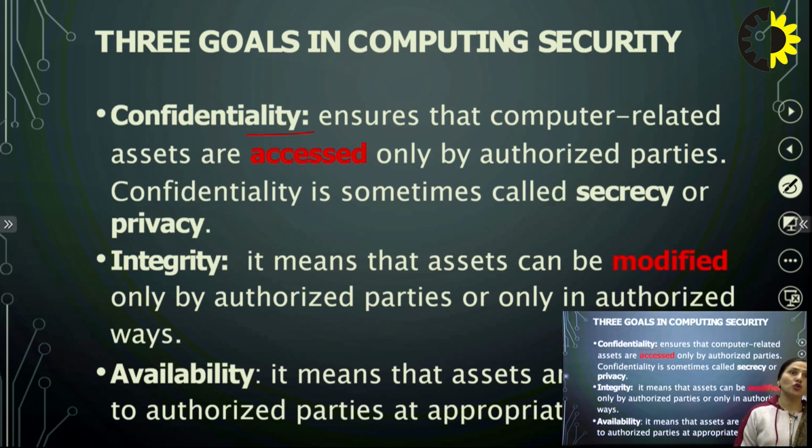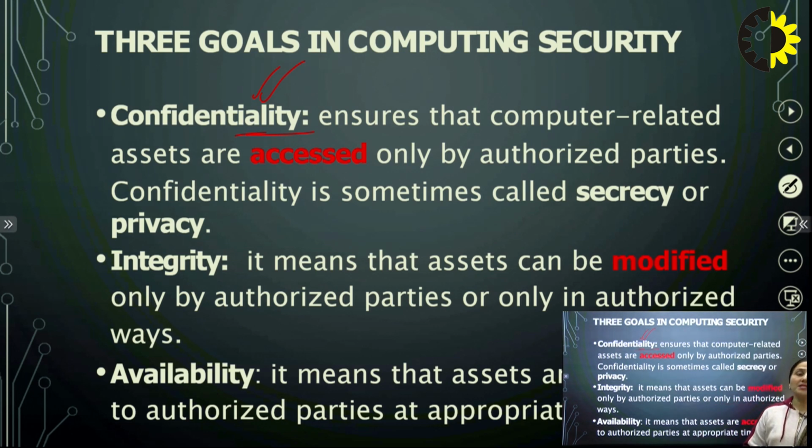It simply ensures that computer-related assets are accessed only by authorized parties. That means the data needs to be confidential, and only the authorized person will be able to access the data. The unauthorized will not be able to access the system. Confidentiality is also sometimes called secrecy or privacy. We always want to achieve the confidentiality of the data.